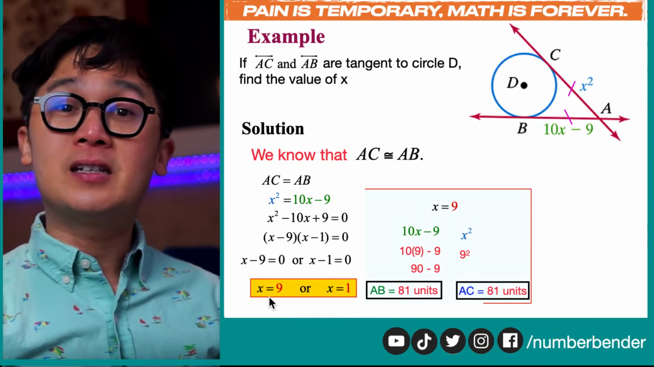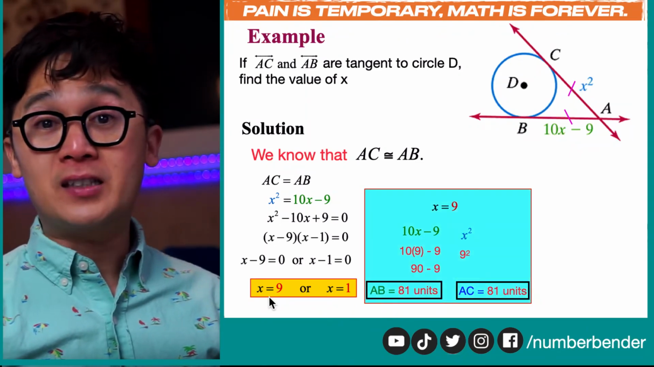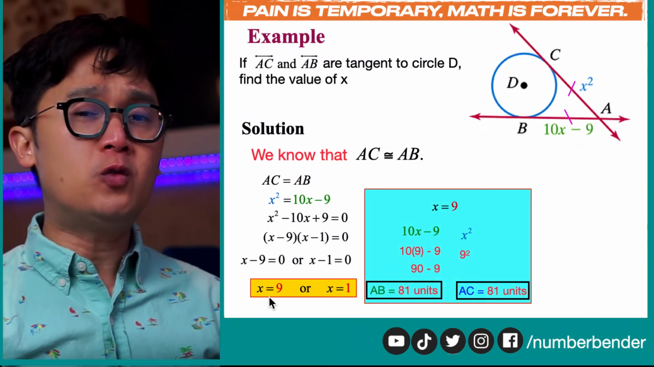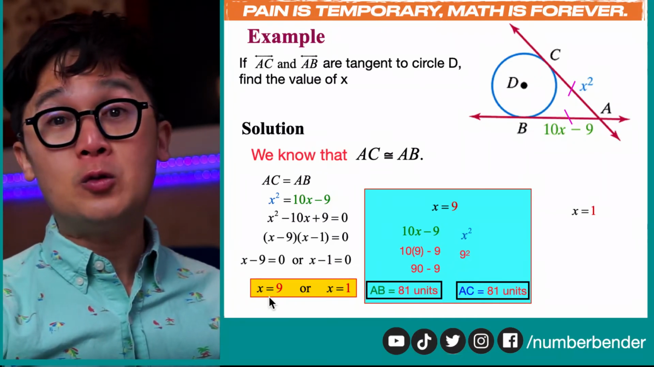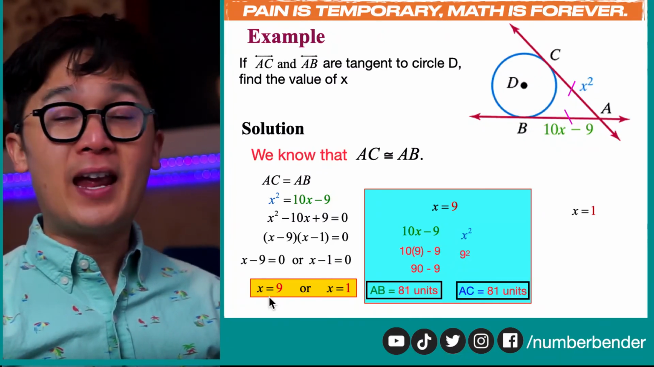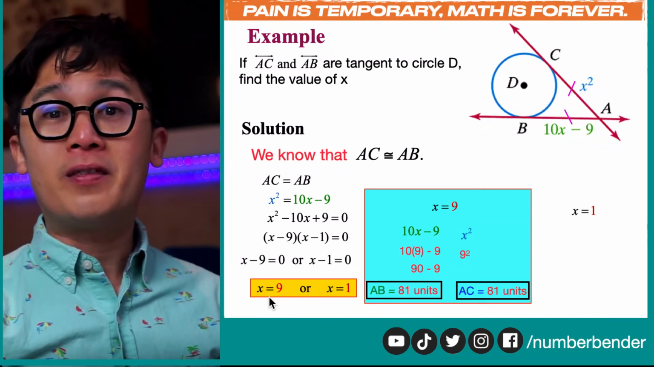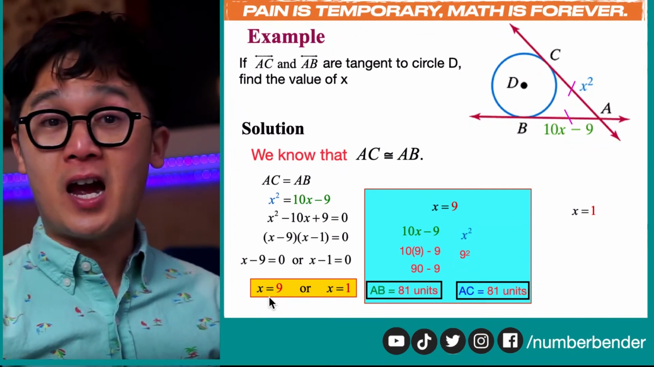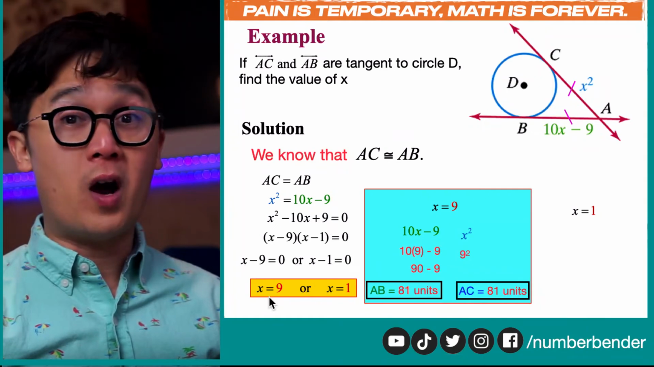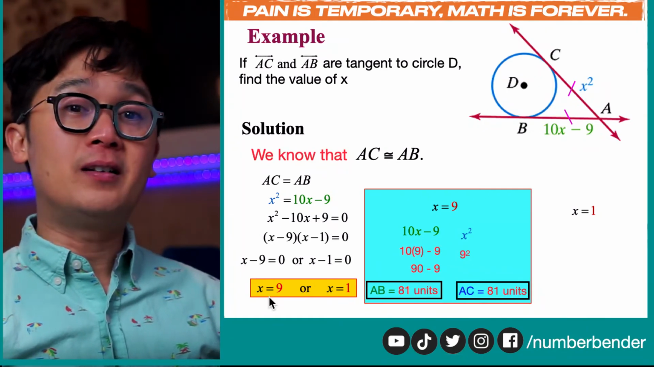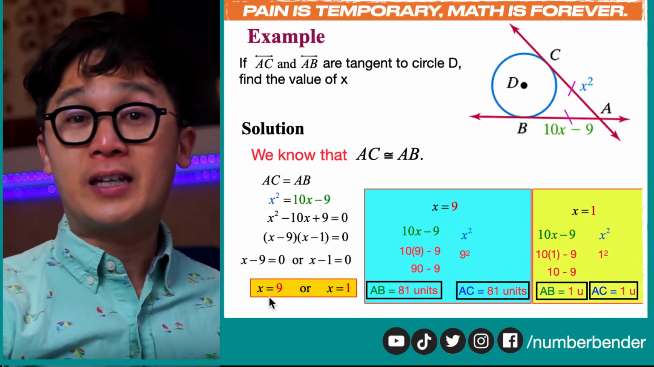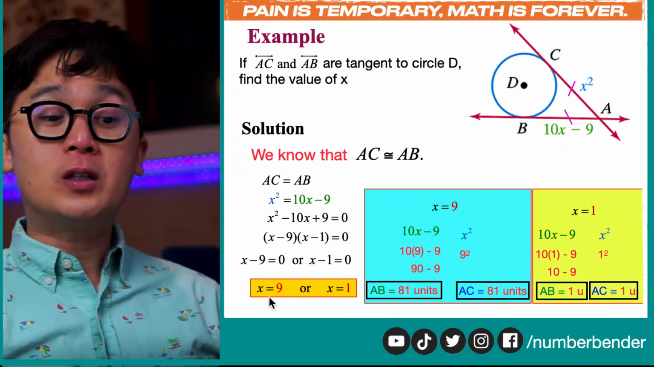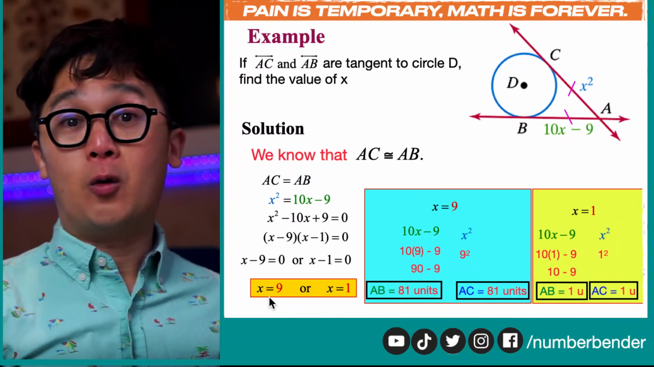So that means our calculation is correct for x is equal to 9, but is it also true for x is equal to 1? Let's find out by plugging in x is equal to 1 to 10x minus 9 and x squared. And we know that 10 times 1 is 10 minus 9 is equal to 1, and 1 squared is also equal to 1. That means our values can also be true for x is equal to 1 using our solution.